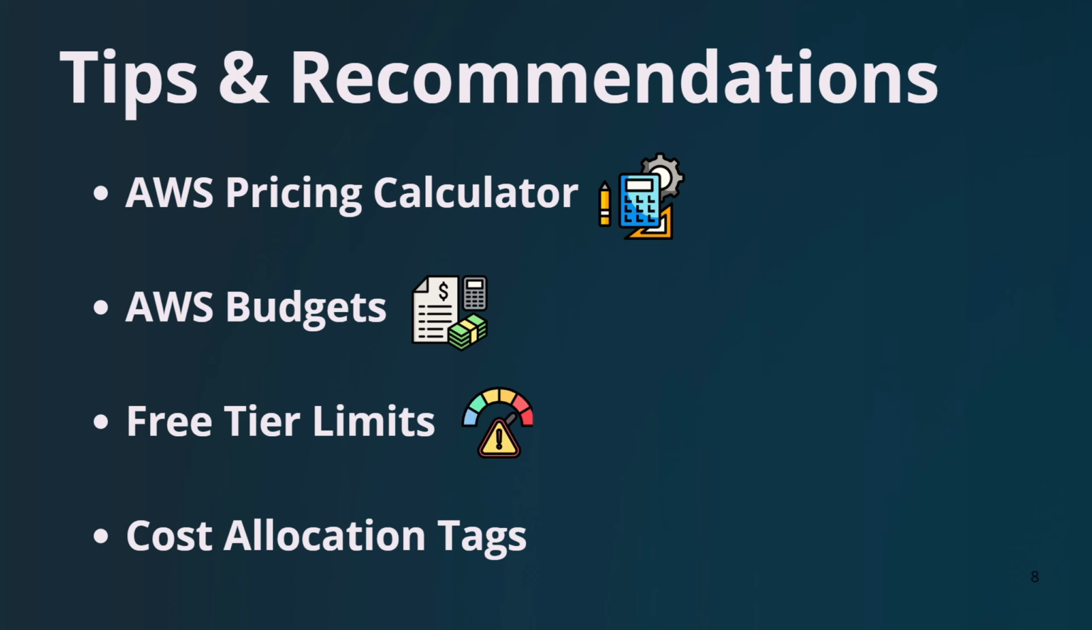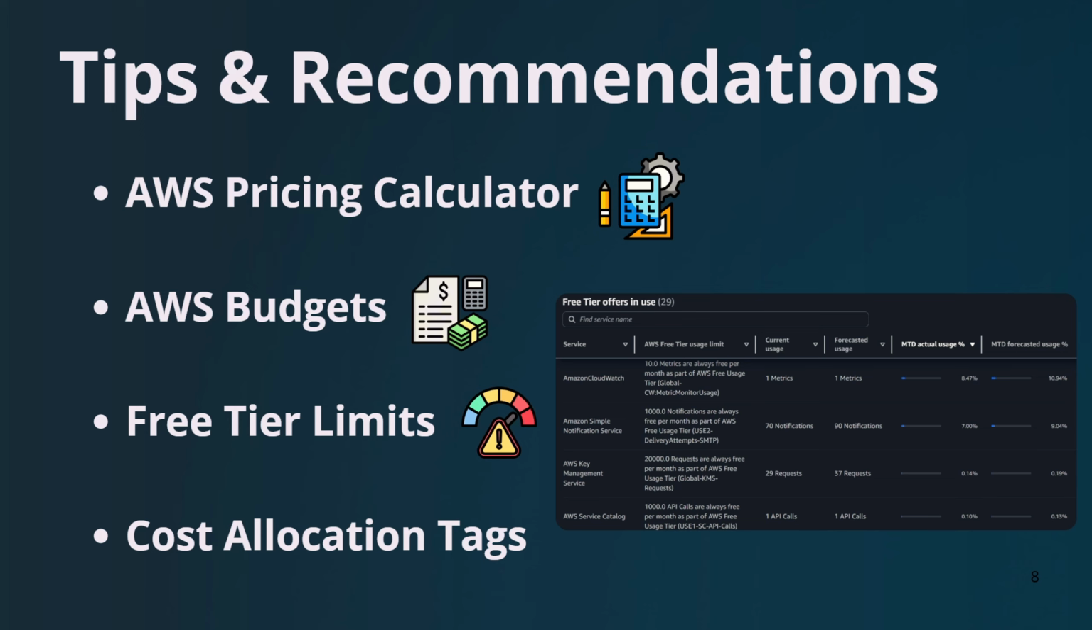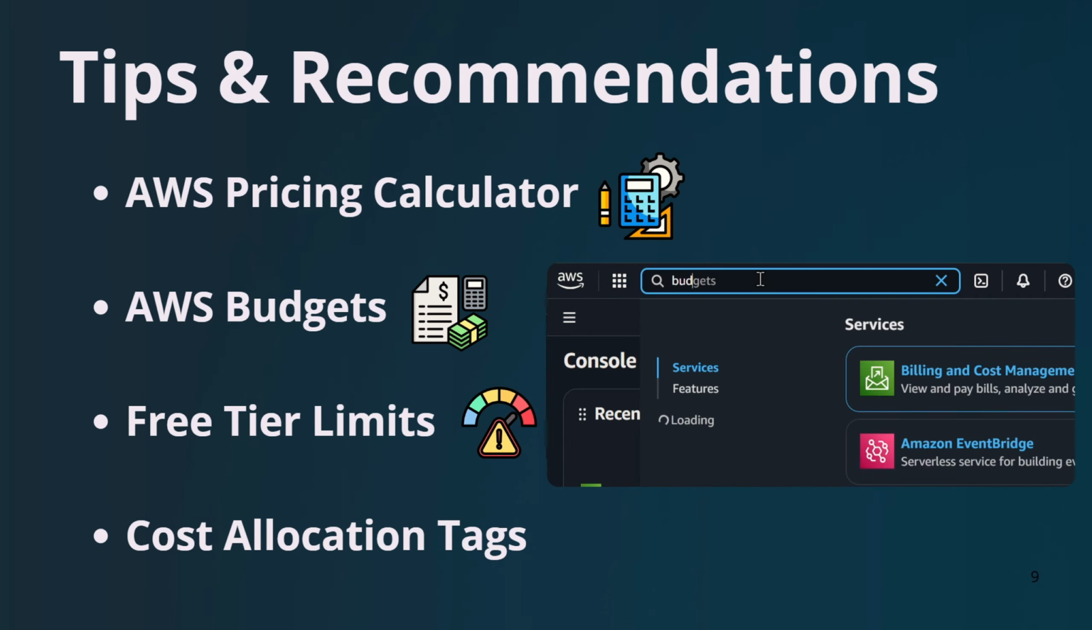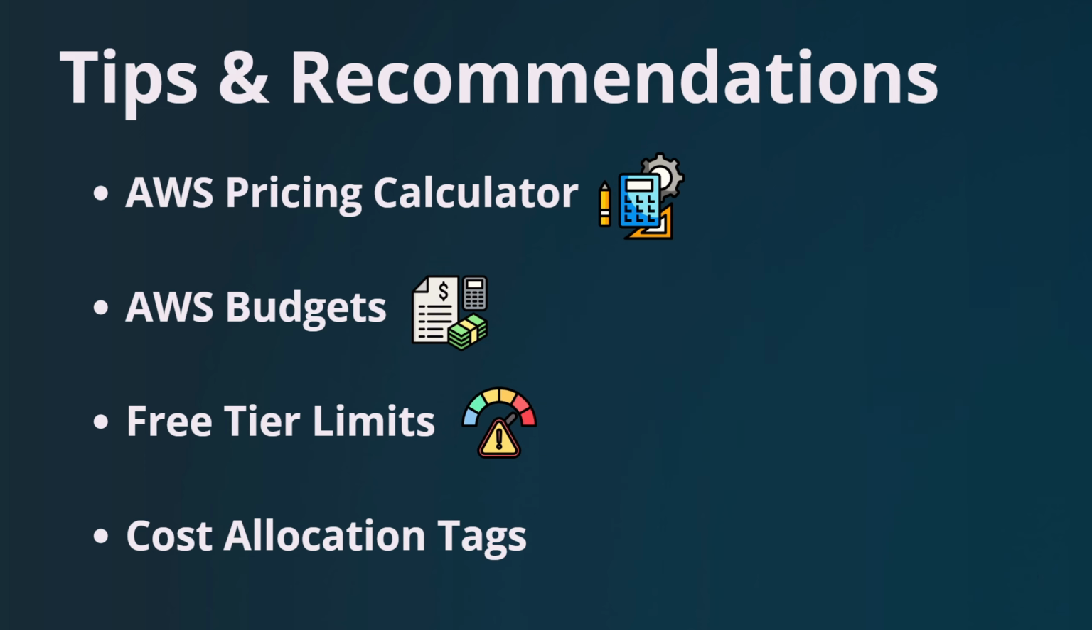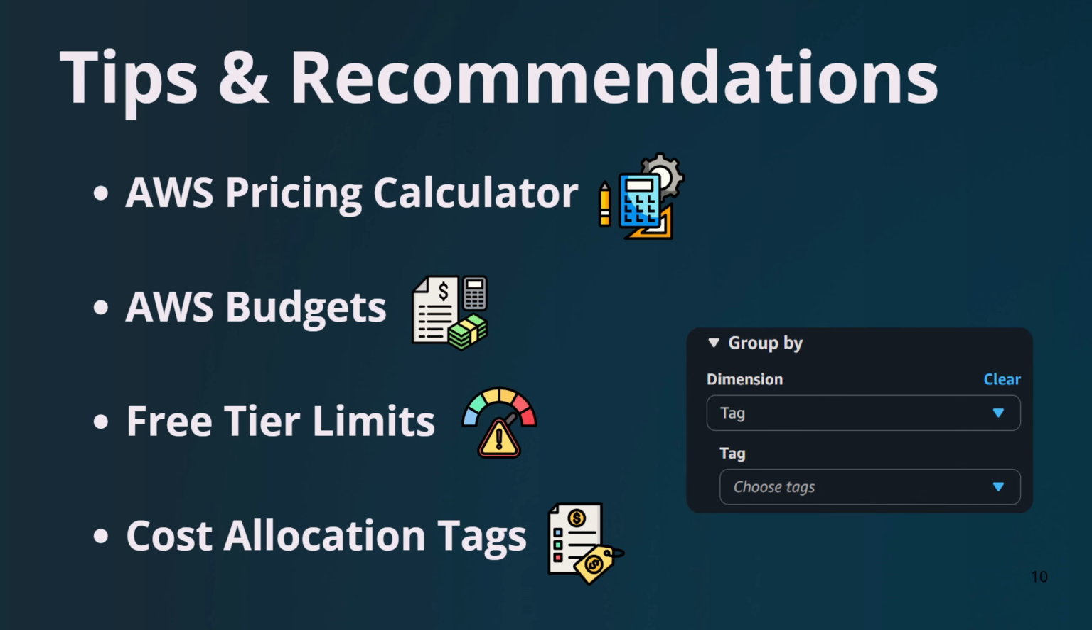You can see your free tier usage to track how much of the free allowance you've used across your AWS services. This helps you avoid unexpected charges once you exceed the free tier limits. You can find both budgets and free tier pages using the AWS console search bar. If you're using tags, you can group and view your costs by things like project, team, or environment, making cost tracking much easier as your company grows.